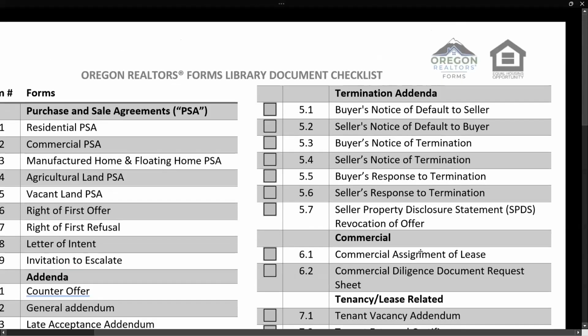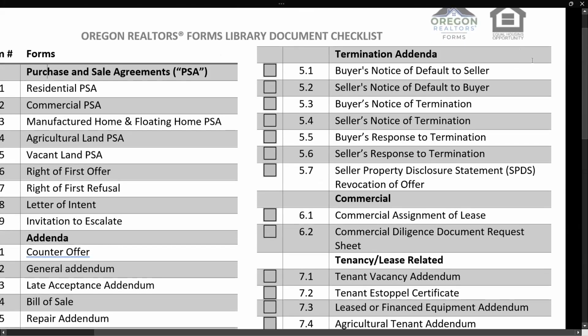In the fives, we have the termination documents. These are the ways that you can end a contract. The termination documents are specialized in the Oregon Realtors Library, and there are some documents that are new in the Oregon Realtors context. For example, 5.1 and 5.2 are notices of default. A notice of default is a situation where you have a contract in which a promise is made. Essentially, the buyer or the seller has said, I will do the following.